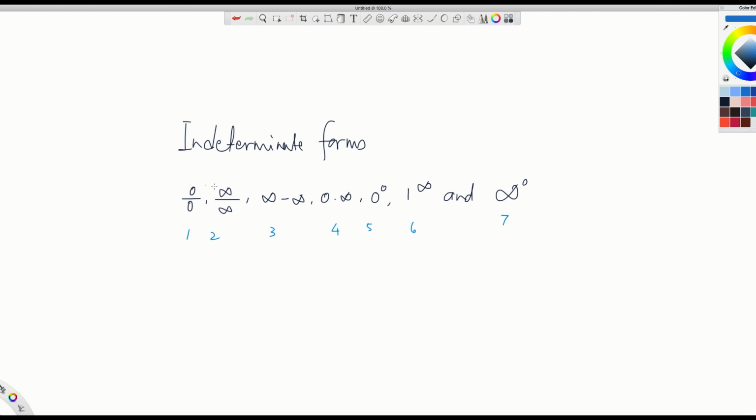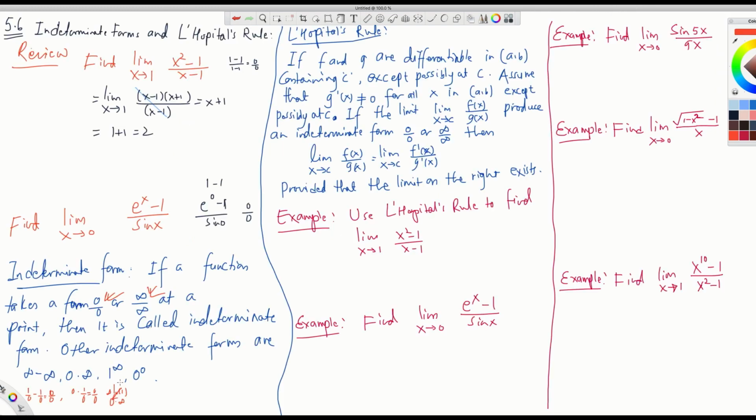The very basic indeterminate forms are number 1 and 2. All the other indeterminate forms can be reduced to one of these forms. That's why these are also indeterminate forms. Okay, guys? Now, when you plug in the limit directly, if you get one of the indeterminate forms, how we handle that type of problem is given by L'Hopital's rule. Let's see what it says.